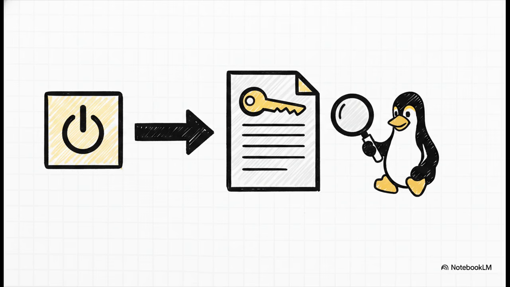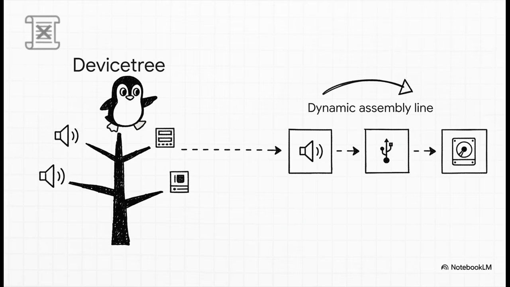The bootloader, that's the first little bit of code that runs, loads the Linux kernel and a compiled binary version of this device tree into memory. As the kernel wakes up, one of the very first things it does is look for that compatible string to figure out exactly what kind of machine it's on. And this, right here, is the secret sauce. This is what makes it all work.